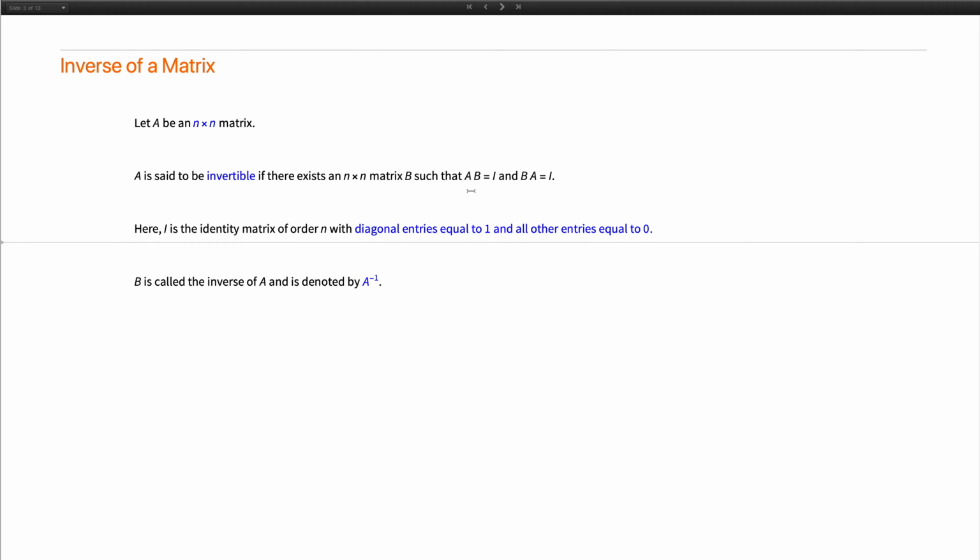And this matrix B is called the inverse of A, and it's got a notation which suggests that it actually is the inverse. It's written as A to the power negative 1.